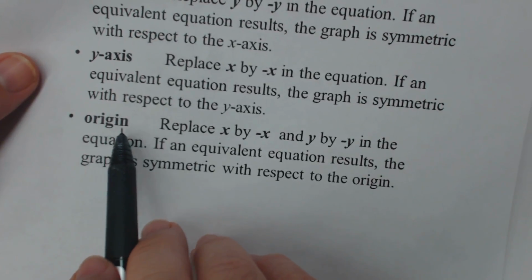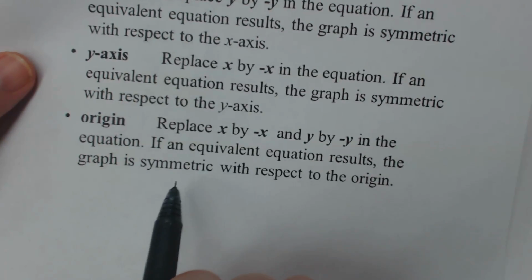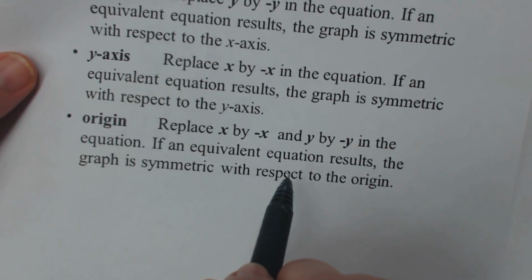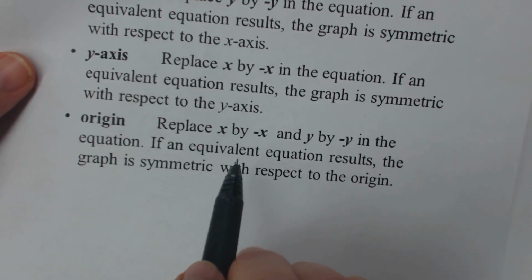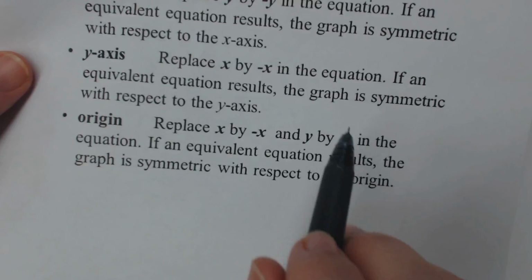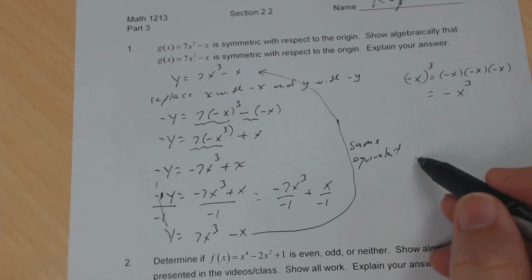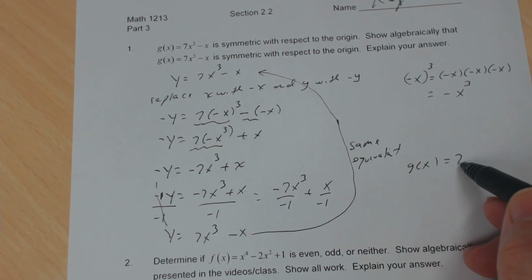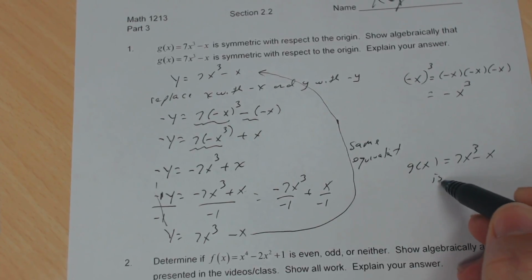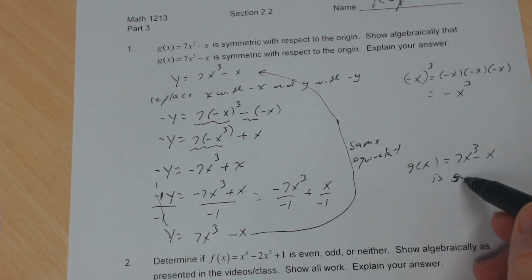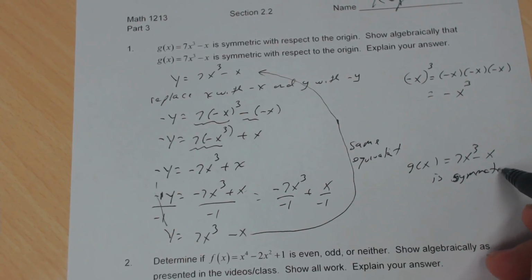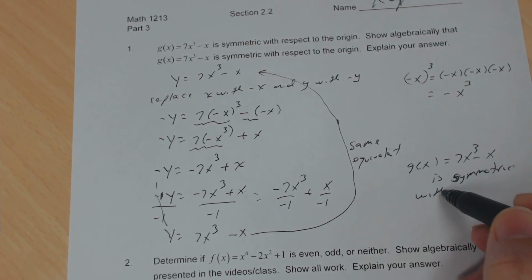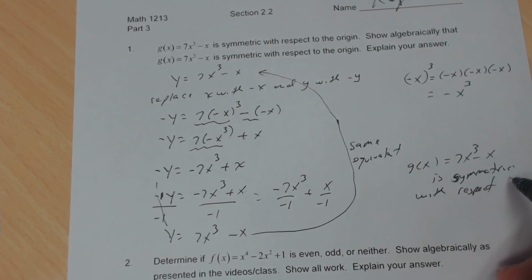So according to our test for symmetry, when we replace x with negative x, y with negative y, if it is symmetric with respect to the origin, what you end up with better be the same equation as the original. And it is. So we can say g of x, which equals 7x cubed minus x, is symmetric with respect to the origin.